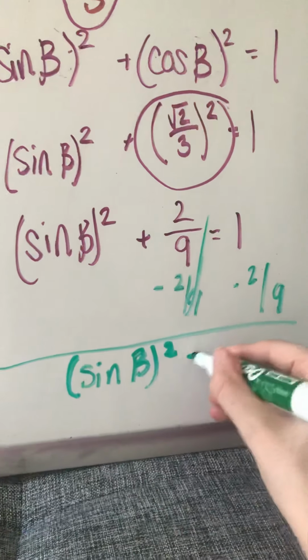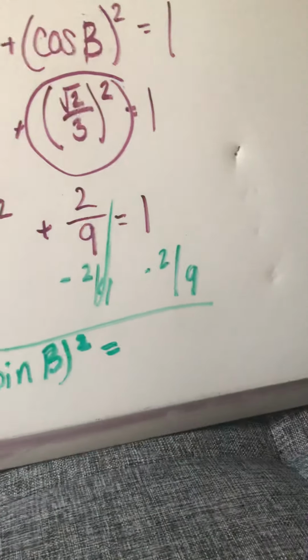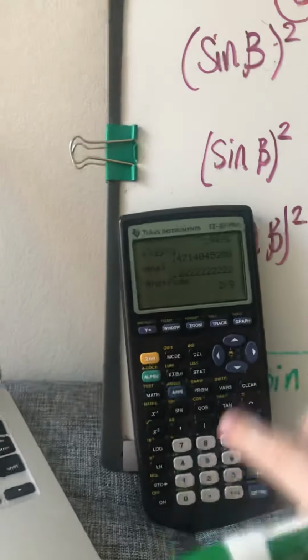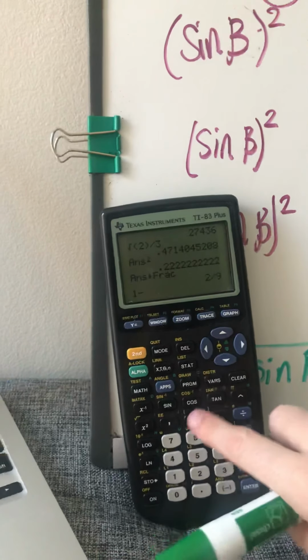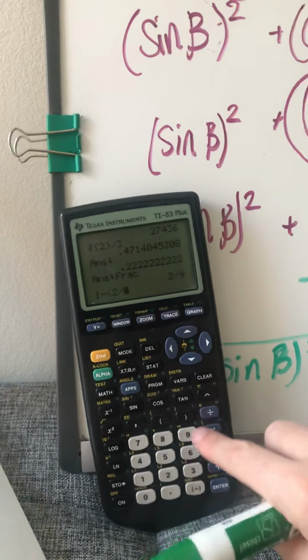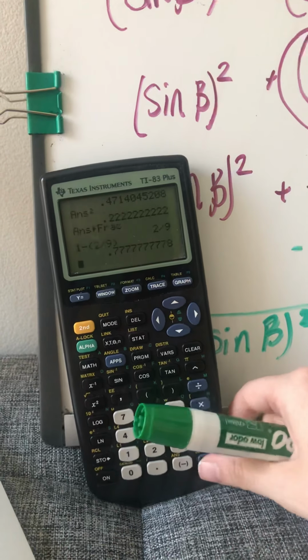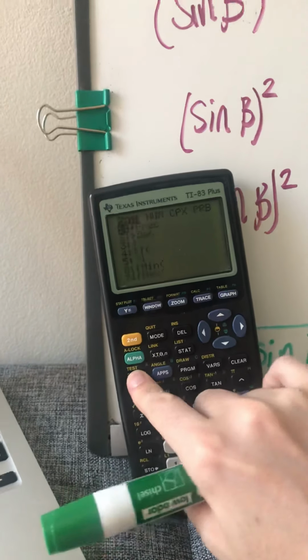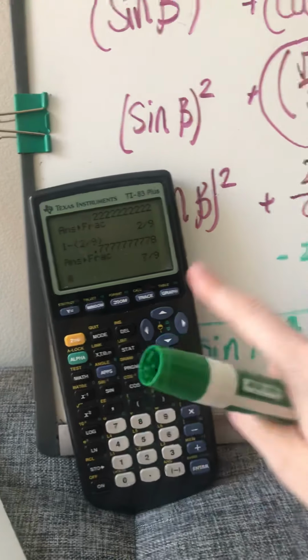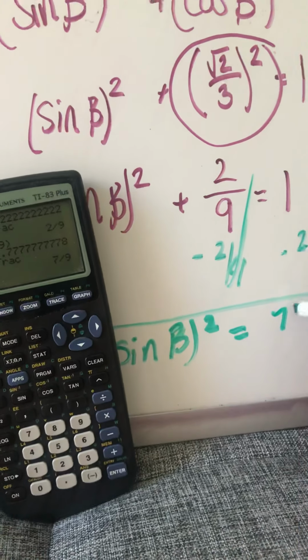beta squared equals, and again, straightforward calculator question, 1 minus 2 divided by 9. Notice I put parentheses around my ratio. You absolutely have to. Math, enter. I get 7 over 9.